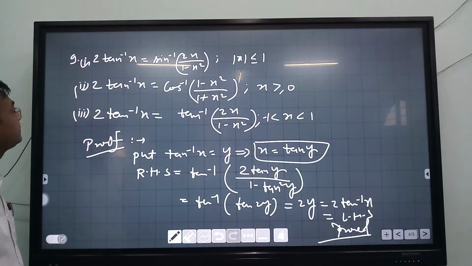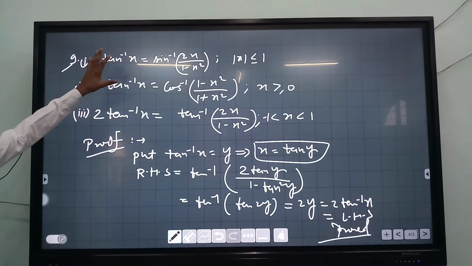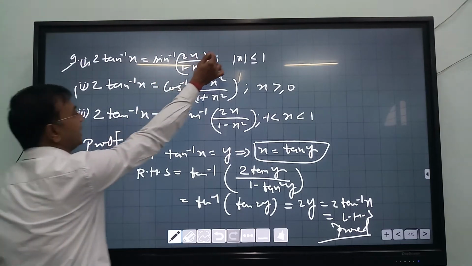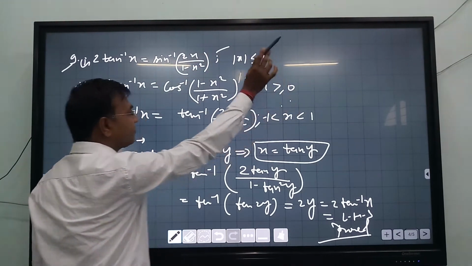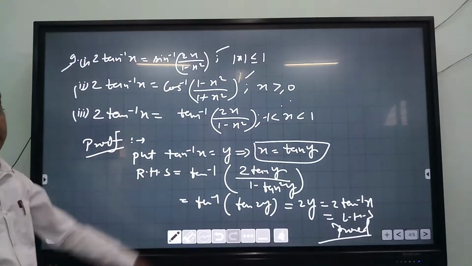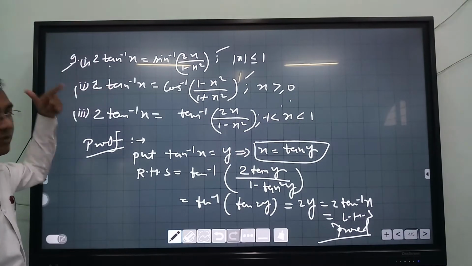The next one is identity number 9, 2 tan inverse x. So for 2 tan inverse x, we are having three identities: in terms of sine, in terms of cos, in terms of tan. So as per the requirement of the questions, we will be using any one of the identities. All are equal to 2 tan inverse x.